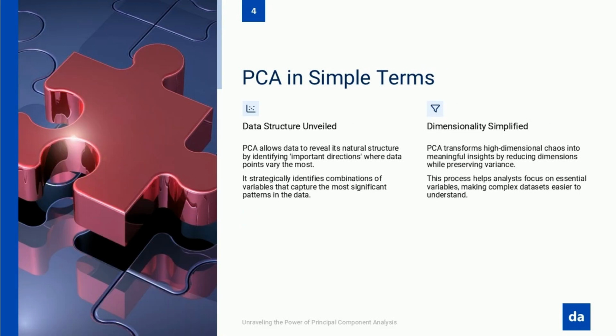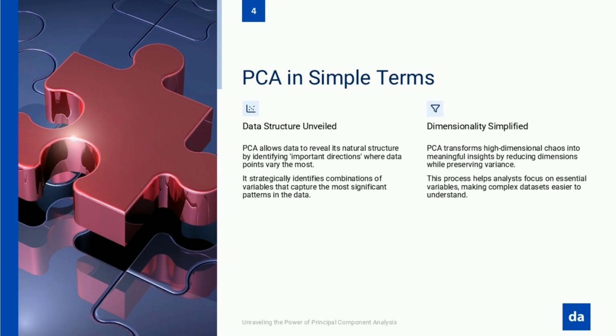The solution to our dimension problem has been hiding in plain sight since 1901, when statistician Carl Pearson first formalized it. While most techniques force your data into predetermined structures, PCA does something radically different. It lets your data reveal its own natural blueprint. Think about what makes high-dimensional data so challenging. It's not just the number of variables, but the fact that those variables often tell overlapping stories. PCA cuts through this complexity with elegant simplicity.